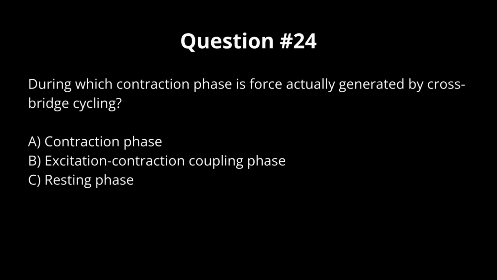Question number 24. During which contraction phase is force actually generated by cross-bridge cycling? A. Contraction phase. B. Excitation-contraction coupling phase. C. Resting phase. The correct answer is A. The contraction phase is where myosin heads attach to actin, perform power strokes, and generate tension.